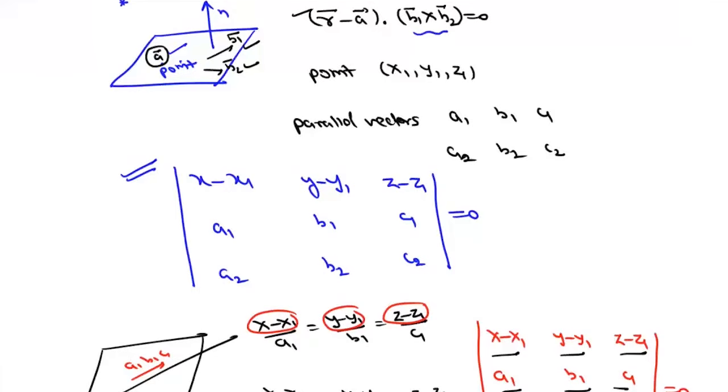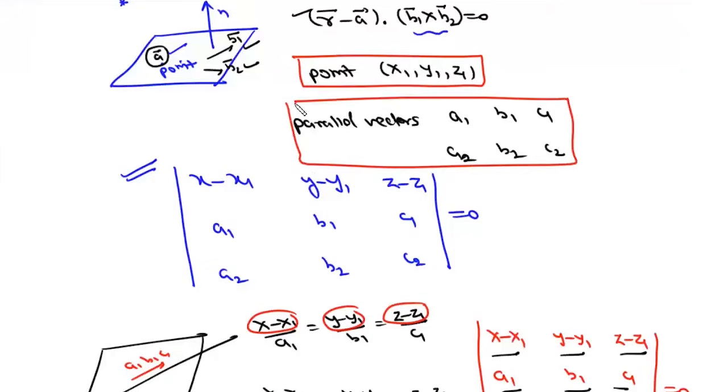So there will be many cases where we'll be given a point and two vectors parallel to the plane. Then we'll write the equation of this plane directly using this shortcut. Now the fourth equation of a plane is the parametric form.